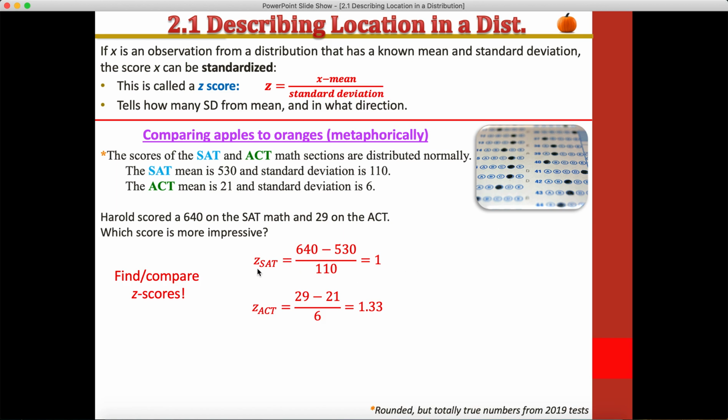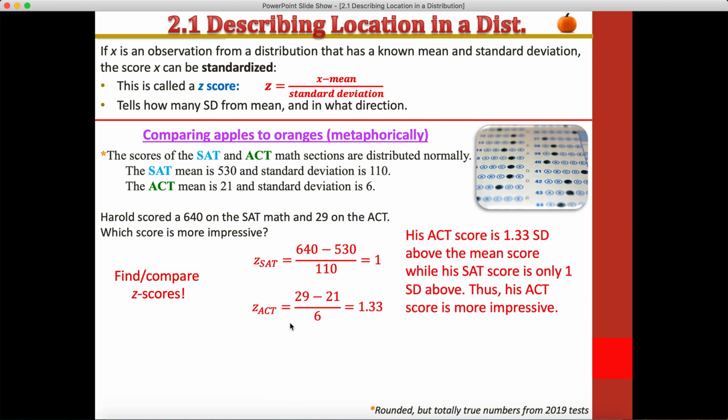Notice the subscript too. The z-score for his SAT mark is 1, because 640 is exactly 1 standard deviation above the mean for SATs. The 530 plus the 110 equals 640. And then his ACT z-score is a little bit better than that, relatively speaking. It's more than 1 standard deviation above the mean. 6 plus 21 would be 27. He got 29, so he did better than 1 standard deviation above the mean. So, good job, Harold. His ACT score is 1 1/3 standard deviations above the mean score, while the SAT one is only 1 standard deviation. Thus, he did better, relatively speaking, on the ACT.